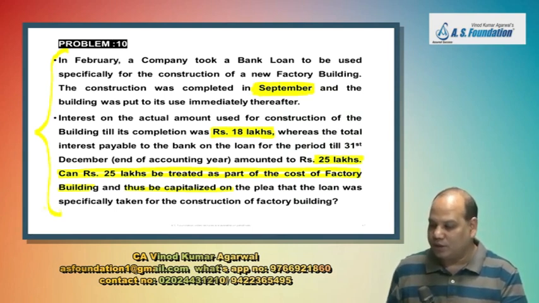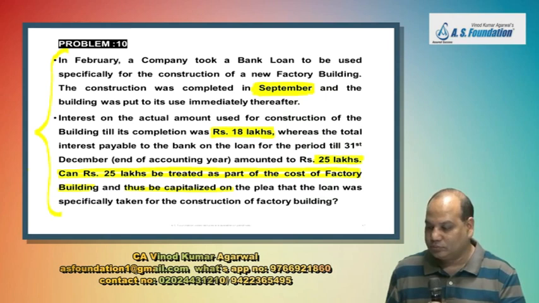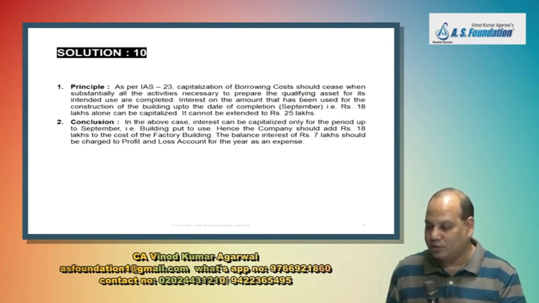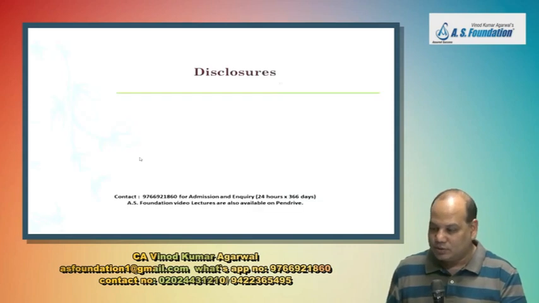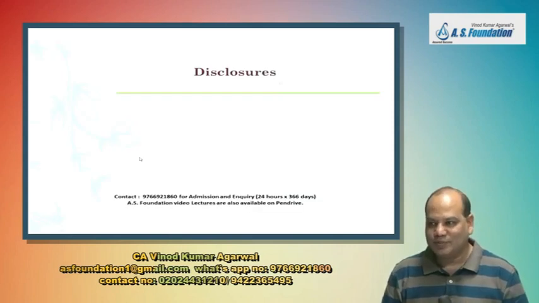Borrowing cost incurred after the qualifying asset is substantially ready for its intended use should be recognized in the statement of profit and loss. Is it right? You will read the answer as homework. Yes, it is programmed.